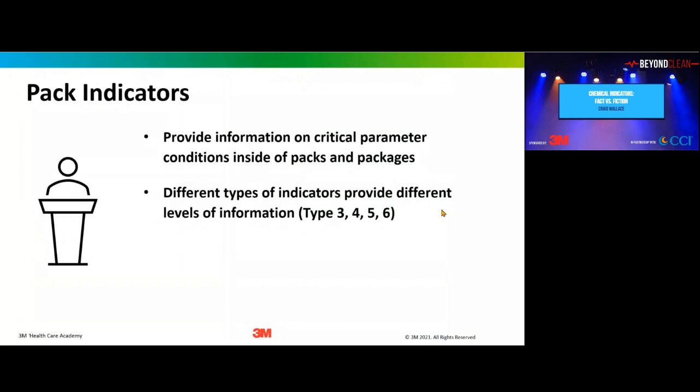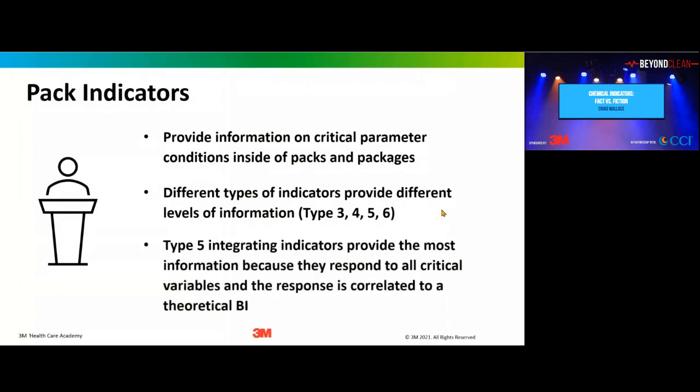In the last revision of the standard, and the committee I was working in, there was some discussion about removing type 3s because they simply don't exist, but at the end of the day, they decided to leave it in the standard. But 4s, 5s, and 6s are typically used as pack indicators. And then the type 5s, again, are different. They're set apart because they're designed to respond to all the variables, but their response is also correlated to a BI, so they are kind of unique among the chemical indicators in that regard.